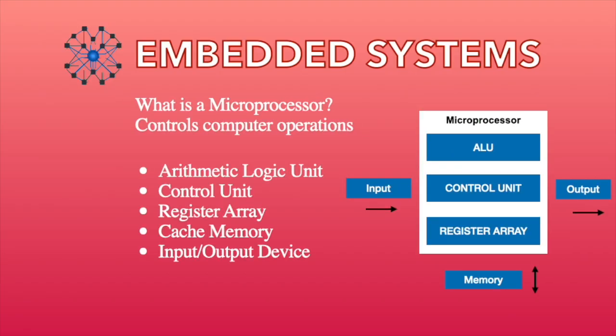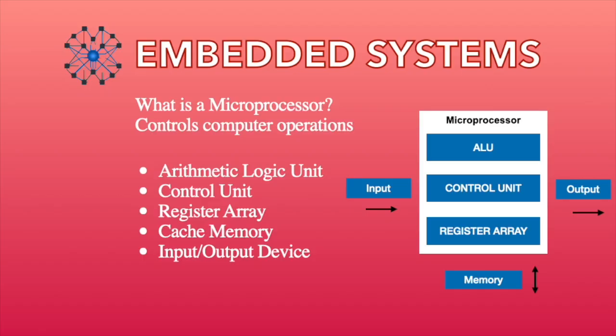A microprocessor is the central processing unit of a computer system that controls all operations and performs calculations. It is mainly designed for general-purpose computing and requires external components like memory and input-output devices to function. The microprocessor consists of three main internal units. First is the arithmetic logic unit, ALU, which performs all mathematical operations such as addition, subtraction, multiplication, division, and logical operations like AND, OR, and NOT.